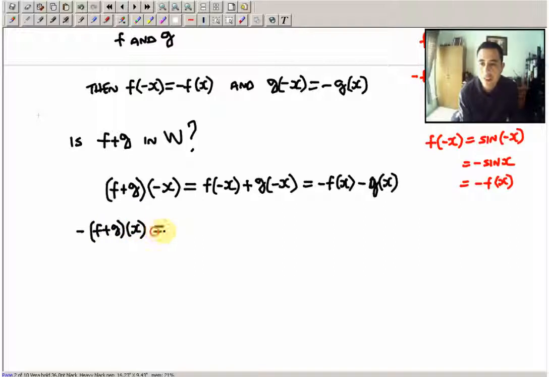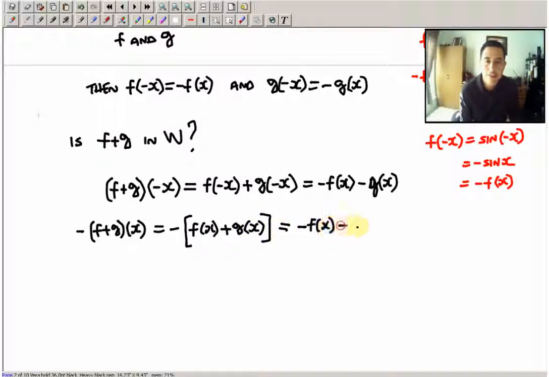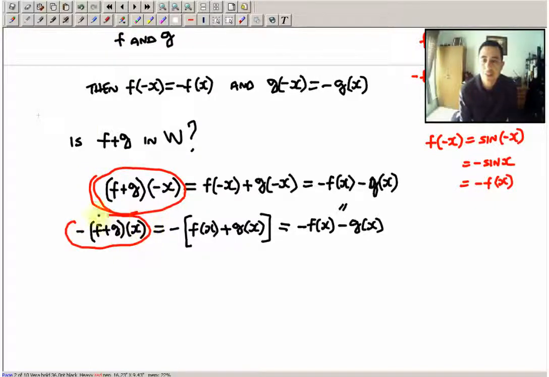All right, let's see now if this is the same as negative of f plus g of x. What is f plus g of x? That's f of x plus g of x. And then just distribute the negative sign. It's negative f minus g of x. See, they're the same. So therefore this is equal to this. So the conclusion is that f plus g, the sum, is in W.